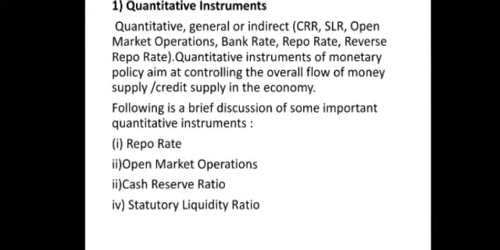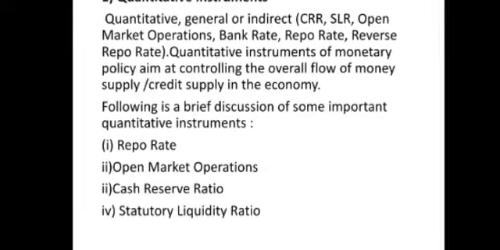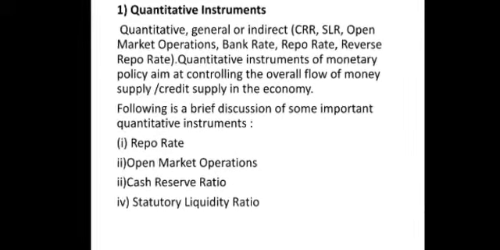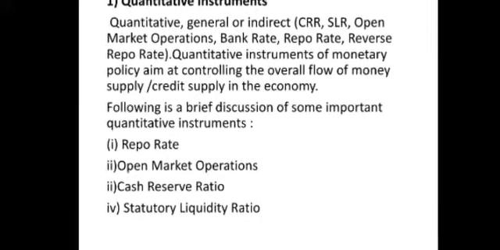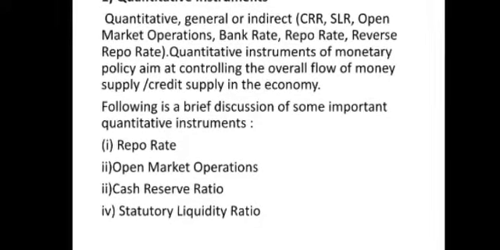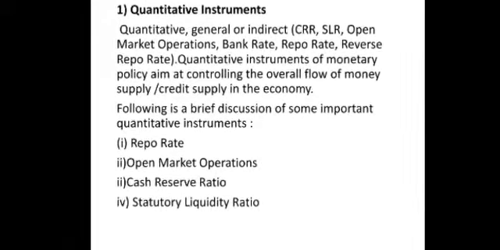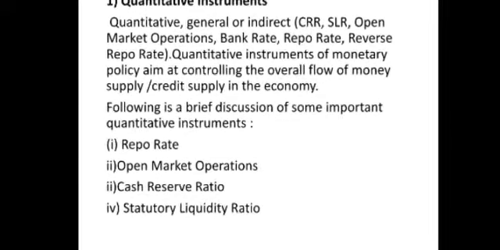In the event of inflation, central banks sell securities in the open market. As a result, credit is contracted, aggregate demand goes down, and prices tend to fall. On the contrary, during depression, the central bank buys securities, as a result of which credit expands, aggregate demand increases, and prices tend to rise.